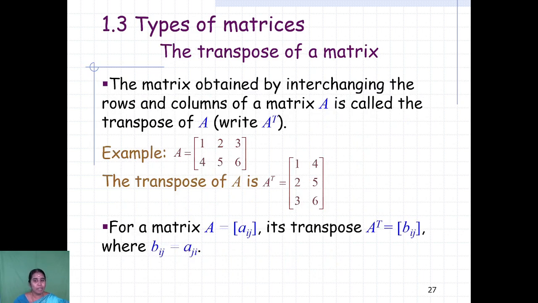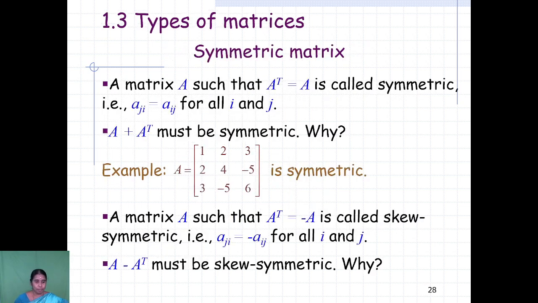The matrix obtained by interchanging the rows and columns of a matrix is called the transpose of A. Next definition. Example, A is equal to 1, 2, 3, 4, 5, 6. Our given A contains 2 rows and 3 columns. Whereas when we interchange our rows and columns, we get A transpose as 1, 4, 2, 5, 3, 6, which has 3 rows and 2 columns. For a matrix A equal to a_ij, its transpose A power T is nothing but b_ij.